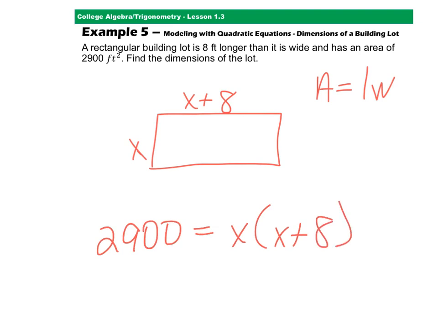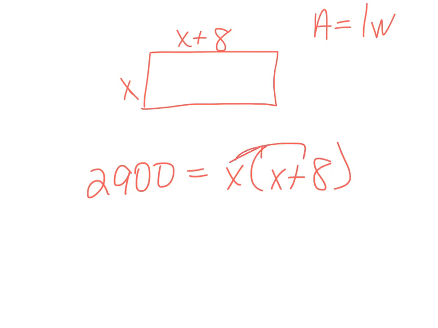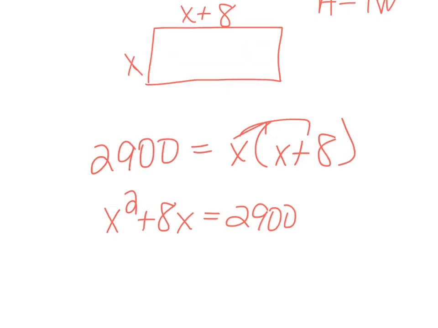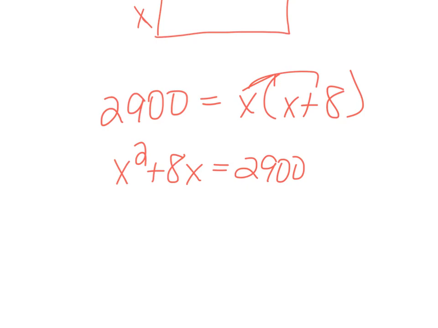Do you guys agree with me that length times width, you would just multiply? So if I distribute this, I have X squared plus 8x equals 2,900. Do you see how we set that up? Now, if I was going to solve this, what would I have to do with the 2,900? You want everything on one side.